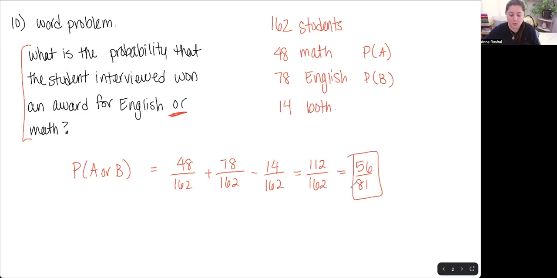Again, if you really want to convert it to a decimal or a percent, you can. So this would be 0.6914 or 69.14%. And again, this is all about that amount. And it really just depends on what your teacher is looking for.